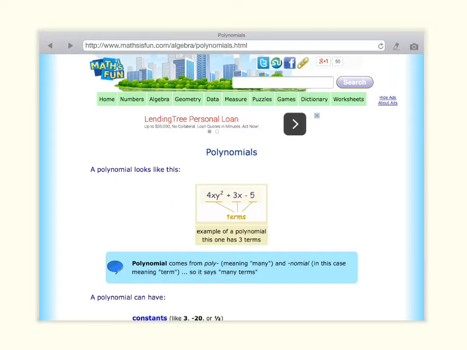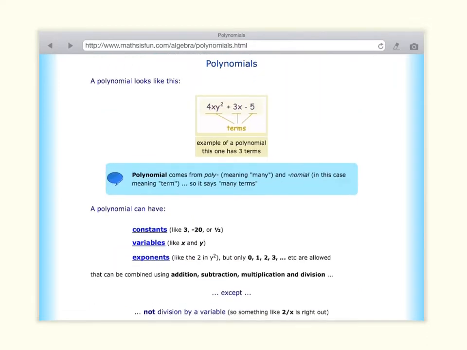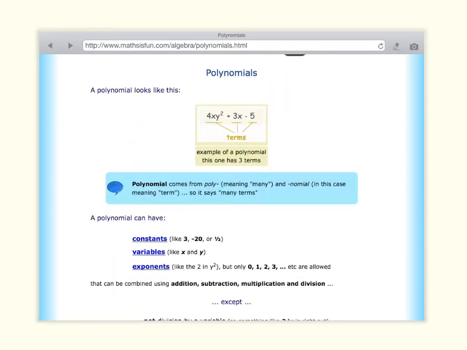In this term, you have 4xy squared plus 3x minus 5. Notice that each of those terms are held together by addition and subtraction. That is one of the keys that you want to look for when you're looking at polynomials, that the terms are held together by addition and subtraction. You do not want terms that have division by a variable. So in other words, if you have division with an x on the bottom, then that would not be considered a polynomial. So a polynomial can have constants, variables, and exponents, but never division by a variable.